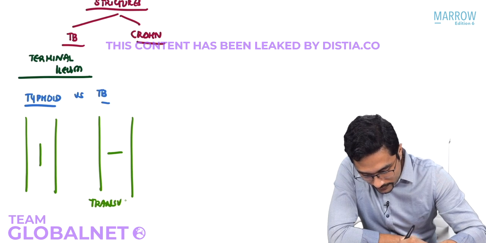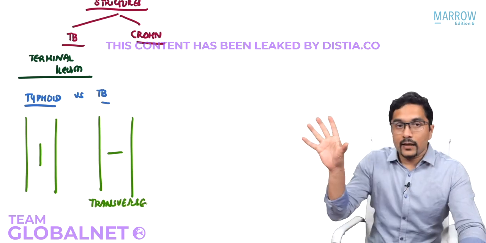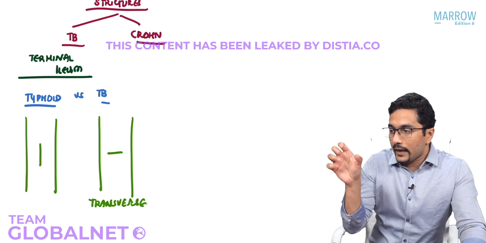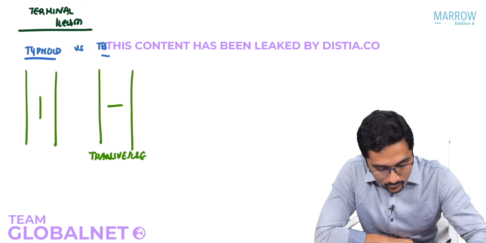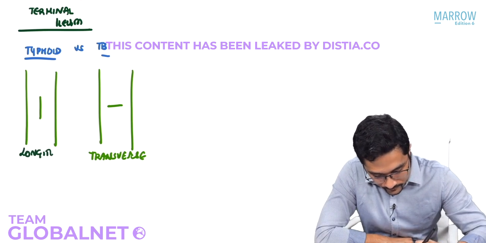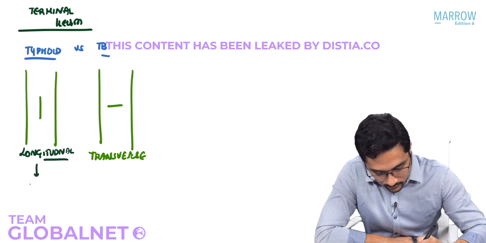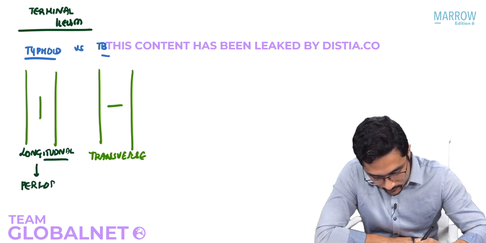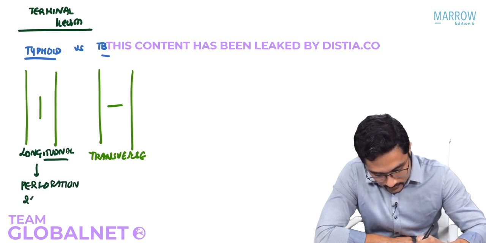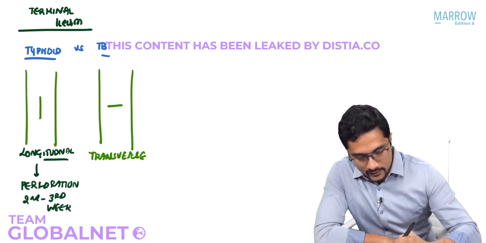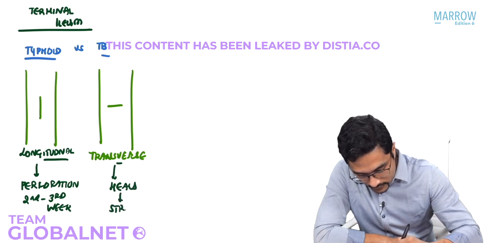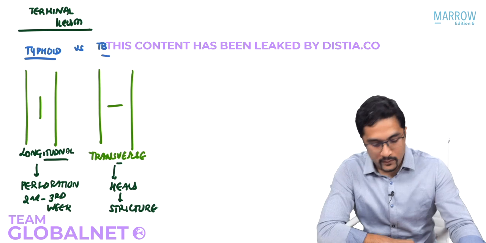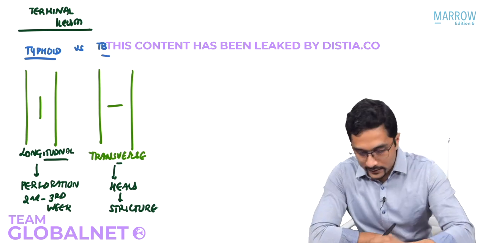And you need to understand that if you have a transverse ulcer, and if it heals with fibrosis, it is going to form a stricture. So a typhoid ulcer which is longitudinal will usually undergo perforation, and the perforation is usually seen in the 2nd to 3rd week. TB, on the other hand, is a transverse ulcer, and when it heals, it will give rise to a stricture in the terminal ileum. So this is one condition where you can get a stricture.